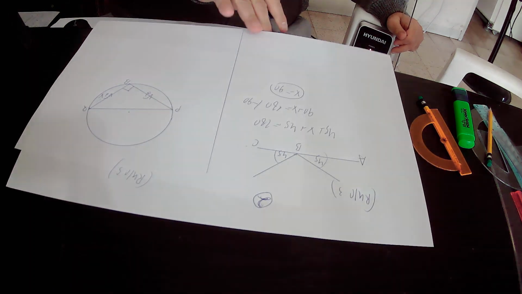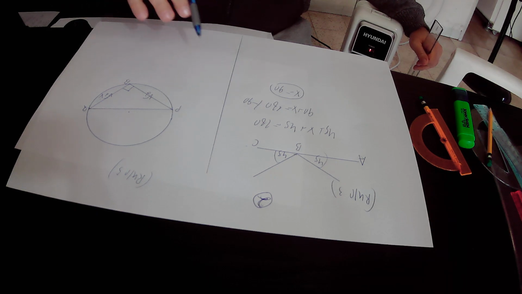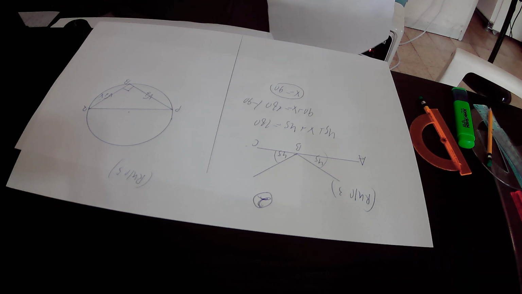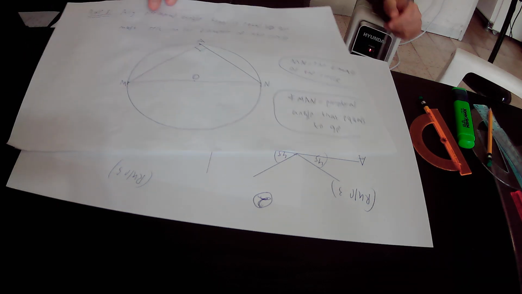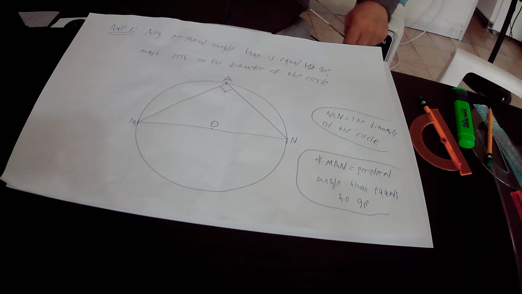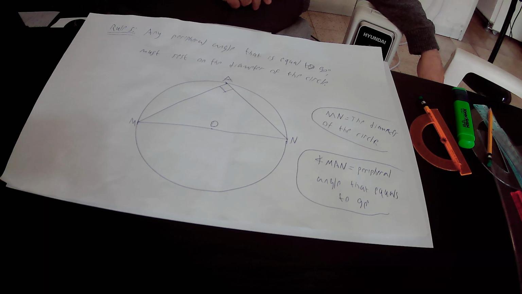So here, in the drawing itself, we have a circle. Inside this circle, we have peripheral angle PBQ that is equal to 90 degrees in size. So here we have rule number 5 that we can implement on this drawing. According to rule number 5, any peripheral angle that is equal to 90 degrees must rest on the diameter of the circle.